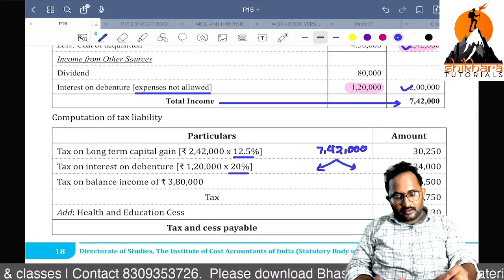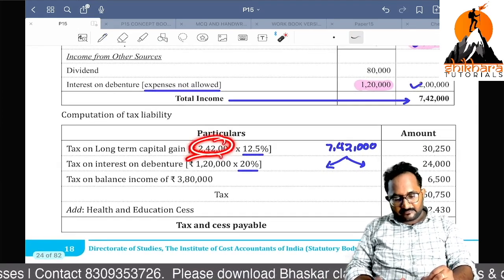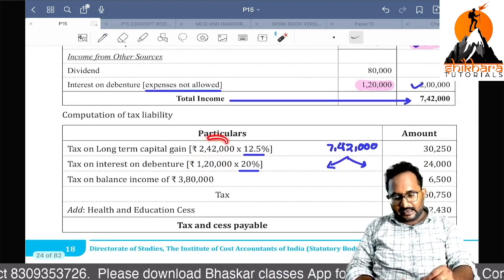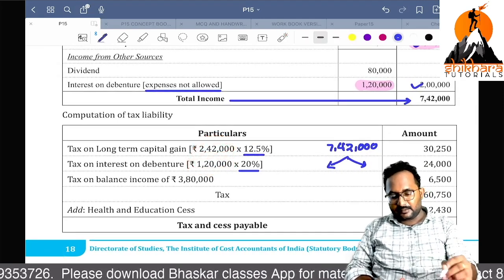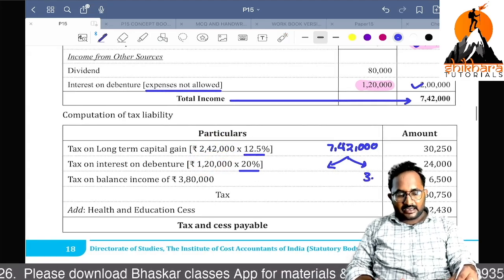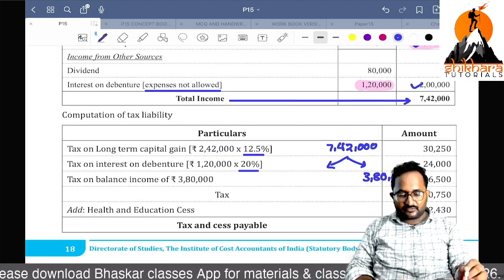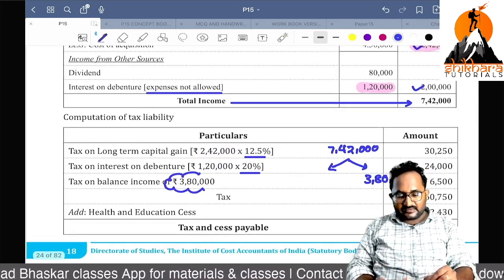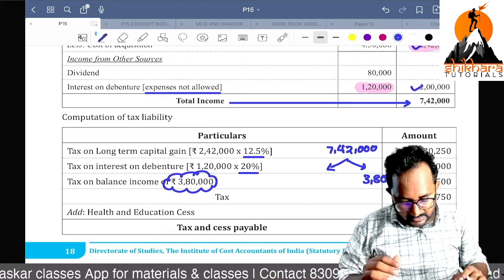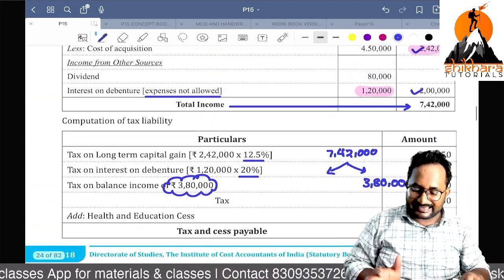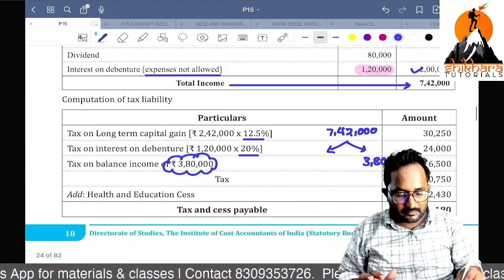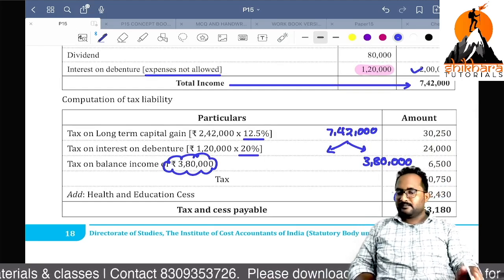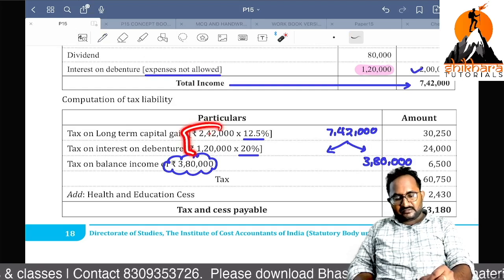Now, the remaining income out of 7,42,000, what is that amount? If these two things are added, the special tax rate taxable income will be over, then the balance will be 3,80,000. On this we can apply the normal tax rate. SSC is a non-resident Indian, so you can follow the normal slab rates and calculate the tax liability. At last you can add the education cess. Are you clear? So please add these two things and tell me what amount you get.